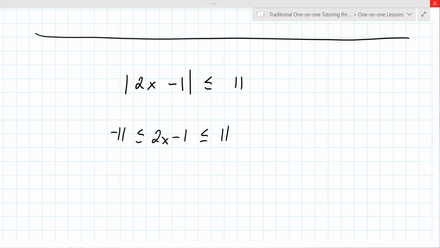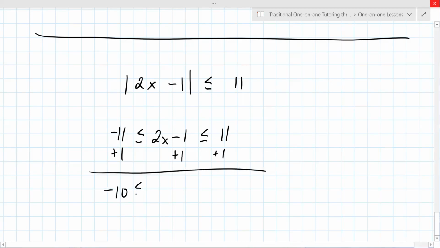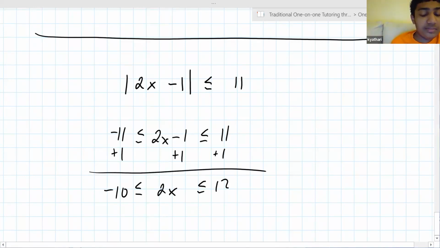Okay, I got the answer. Okay, so when I add 1 to both sides, -10 is less than or equal to 2x less than or equal to 12. What is the next step? How do you undo multiplication by 2?